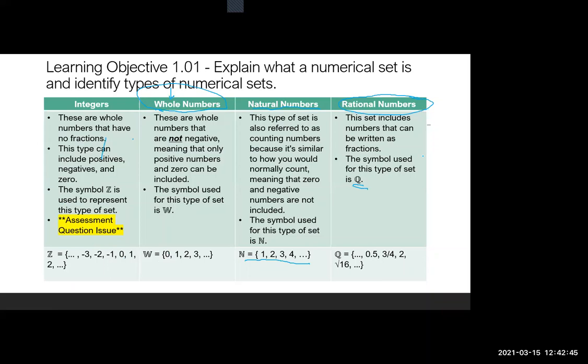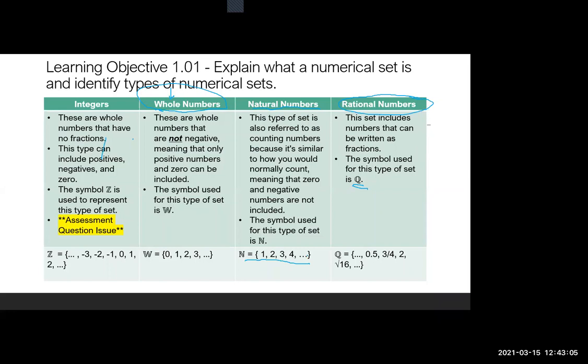Now you may be looking at those examples at the bottom and saying, uh-oh, wait a minute, square root of 16, why is that in the rational numbers? That's because the square root of 16 is 4, which can be written as a fraction, therefore square root of 16 is included in the rational numbers.